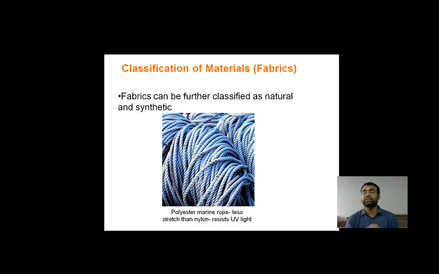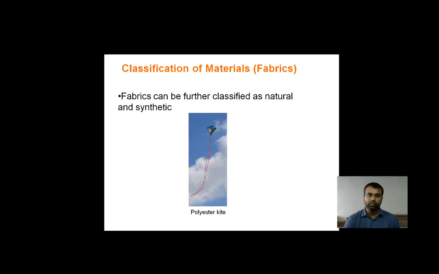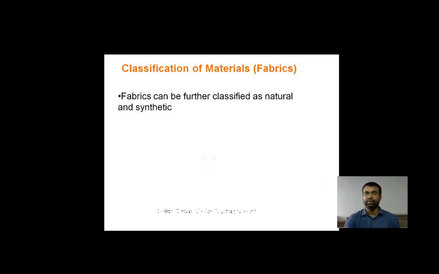As you can see, this particular rope has some importance, which is that it resists UV light, so that it is utilized only at those places where these things need to be taken care of. That is why this type of fabrication and this type of material component needs to be created. This is the polyester kite, which is made from a kind of fabric.